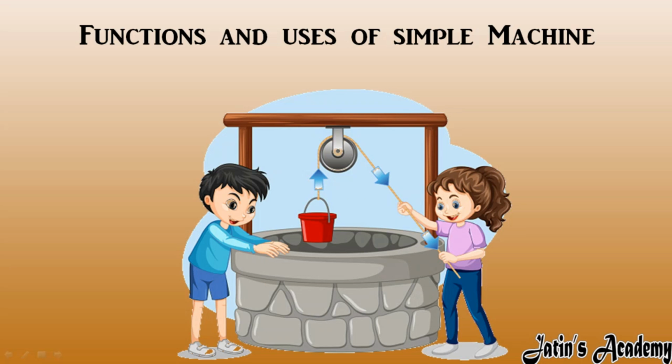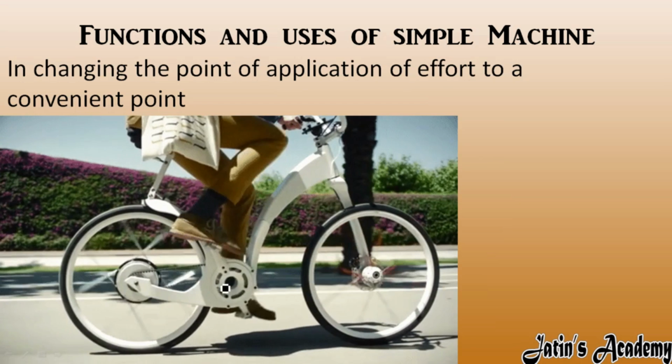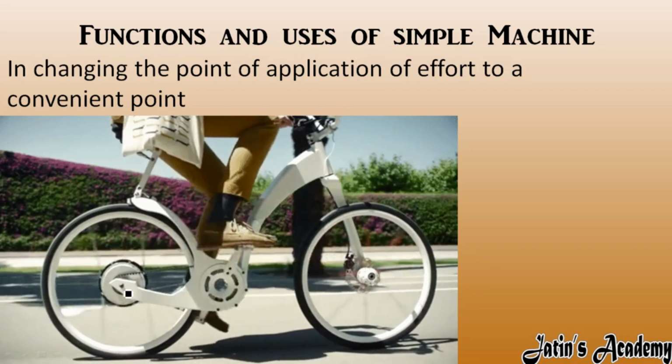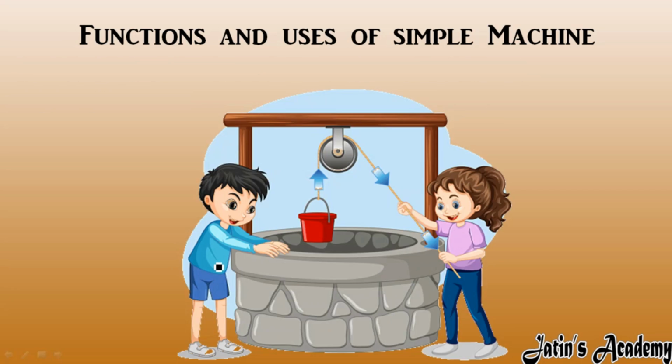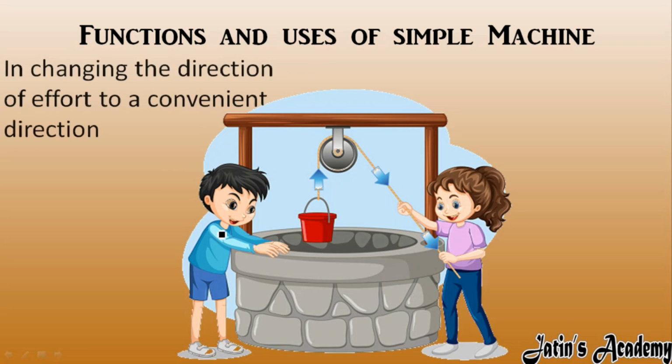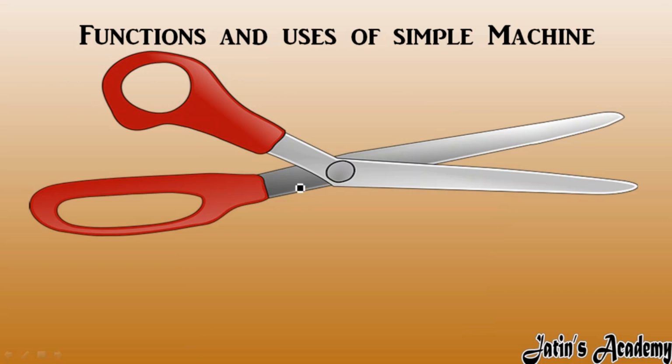See the function here. In changing the direction of effort to a convenient direction, the direction of force is changing. This machine is changing the direction of the force. In the previous example, in the case of the bicycle, the mechanism is changing the point of application of force, meaning the direction is the same but the point of application of force is changed. But in the case of the pulley, we are not changing the point of application of force, we are changing the direction of force. We are applying the force in the downward direction and we are getting the force in the upward direction. Next function we have is related to a scissor.